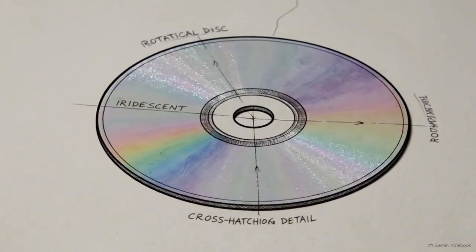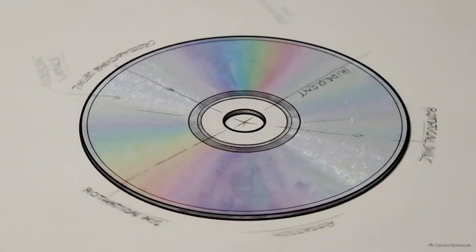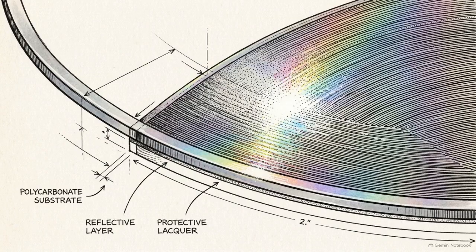Look at the surface of a standard optical disc. From out here, it appears perfectly smooth, a pristine, mirror-like canvas. Yet that uniform reflection is actually the result of precision engineering on a scale the human eye simply cannot see.